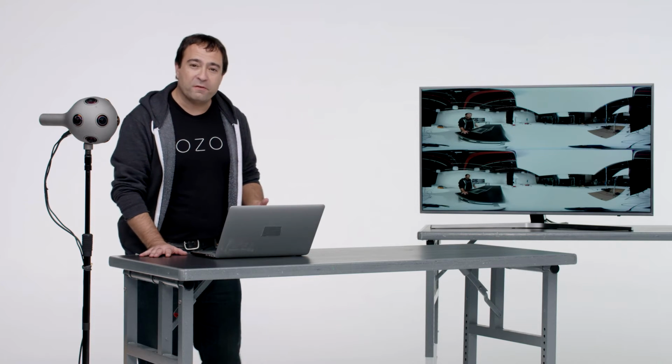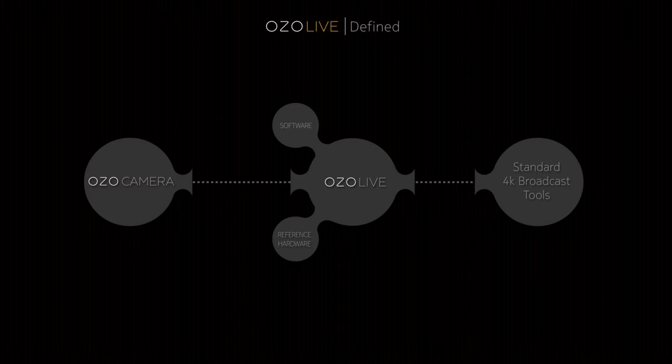If you haven't seen some of our previous videos, just a quick recap. OZO Live is a software product that runs on reference hardware, which takes the 1.5 gigabit per second data feed that comes out of the OZO camera and converts it into a UHD video feed with 5.0 audio that can be used in any broadcast production.